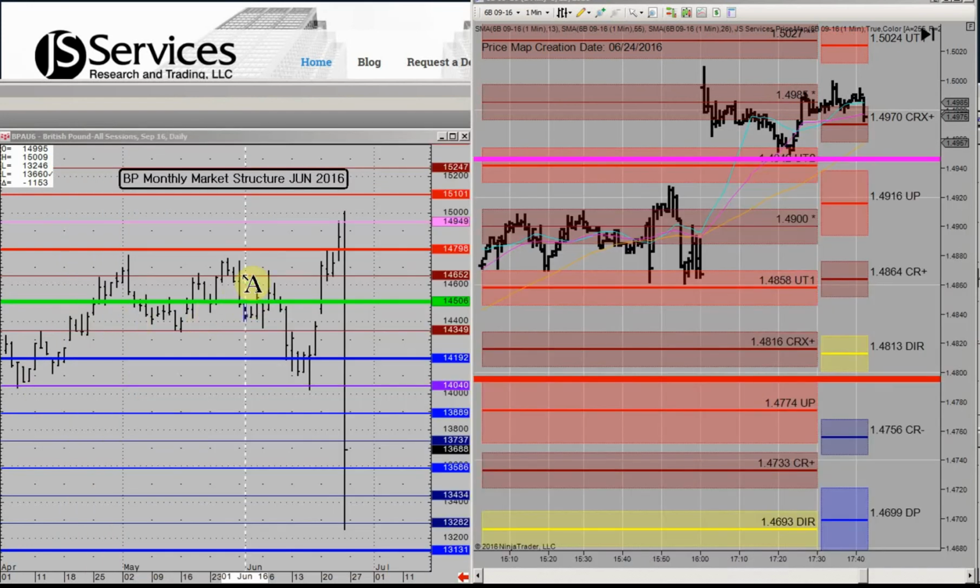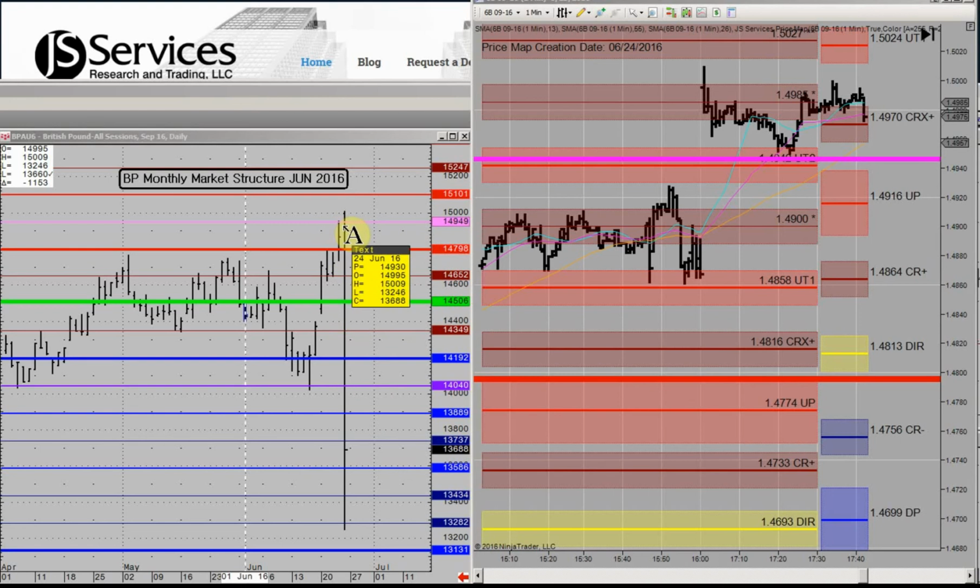So what you're looking at here is a daily chart with the monthly price map structure plotted on it. This was created on June 1st and it holds throughout the month, and we can see how the market rotated around the R level directional. Here's the upside pivot, the downside pivot, CRX minus, CRX plus. We had that rotational trade within the CRX plus, CRX minus. Then the market failed, broke out to the downside below the DP, but stabilized off the CRX minus. And immediately we had a reversal kick in, and we had a breakout above the upside pivot.